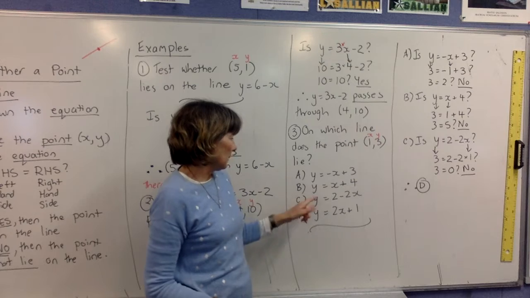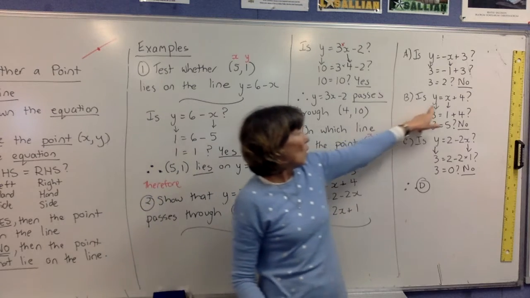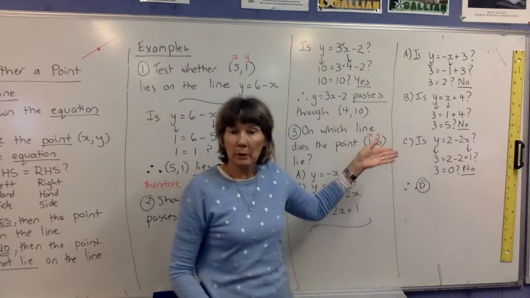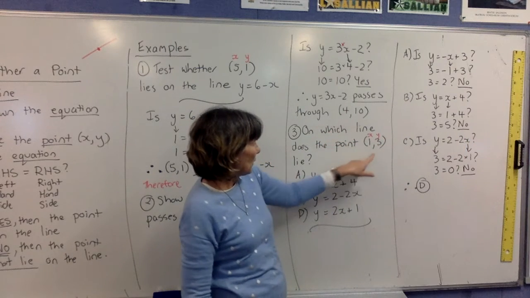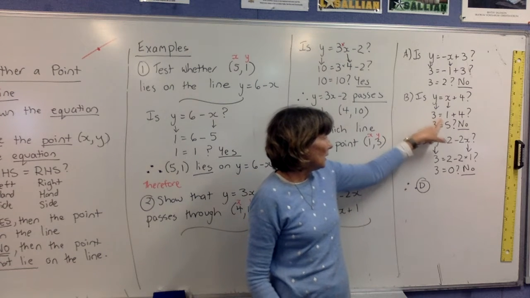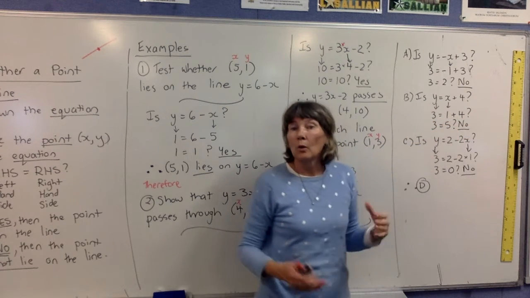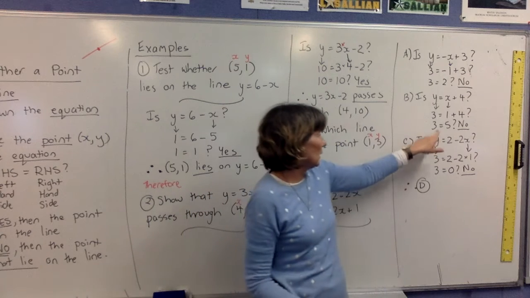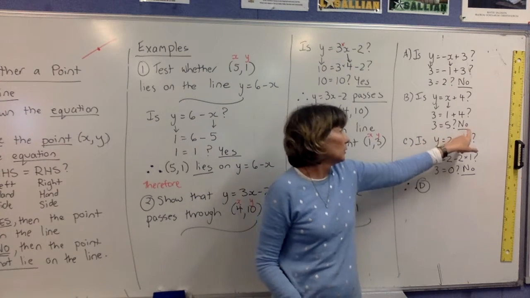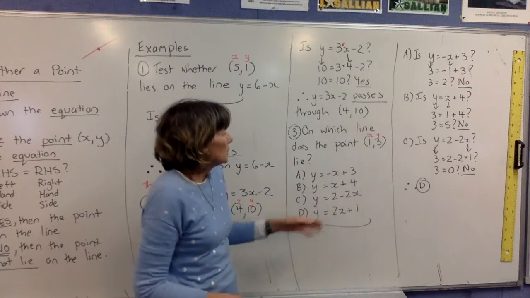So now we try B. We're going to try the equation y equals x plus 4. Is y equal to x plus 4? Let's put the point in and see. So we're going to put in 3 for y and 1 for x. 3 equals 1 plus 4. Work out your 1 plus 4 on your calculator and you get a 5. Does 3 equal 5? No. So that's not your answer.